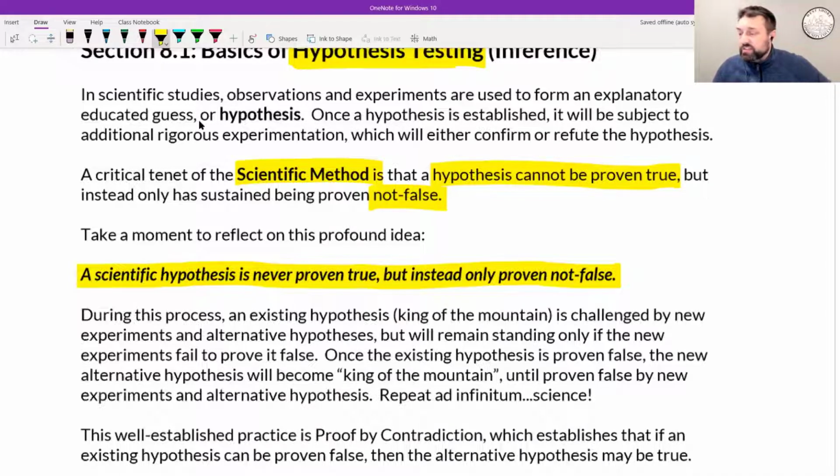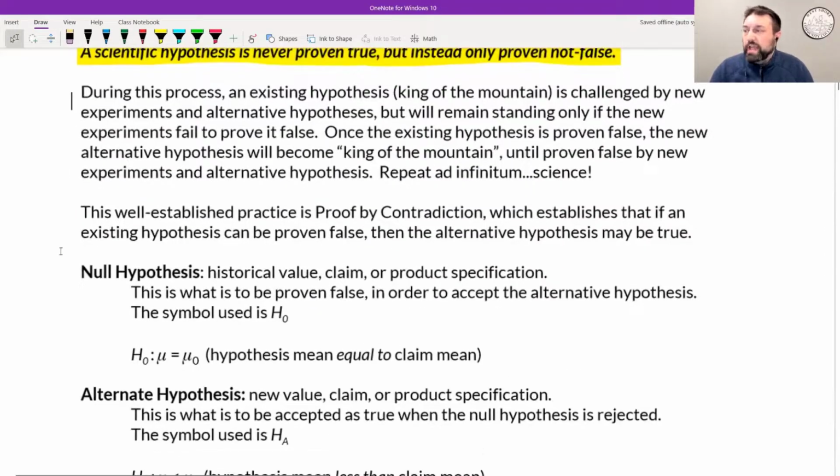And so this is the idea of the scientific method, and this is what we're going to be using hypothesis testing for. An appropriate analogy is something like this. The existing hypothesis is kind of like King of the Mountain. Did you ever play King of the Mountain in elementary school? If you lived in Michigan, there's a big snowbank someplace and all the kids would get on the snowbank and one person would say, I'm King of the Mountain. And then somebody would come along and they'd just push them off, right? And then that person became King of the Mountain until somebody else came along and pushed them off. That's what the scientific method is like. It's like a giant game of King of the Mountain.